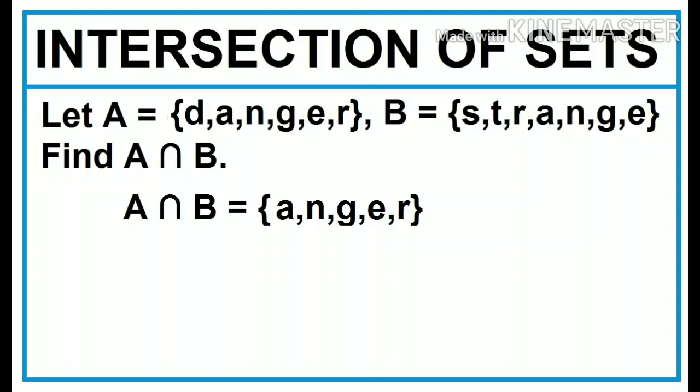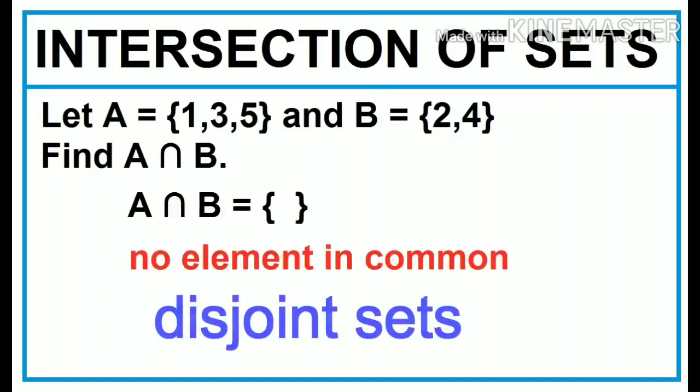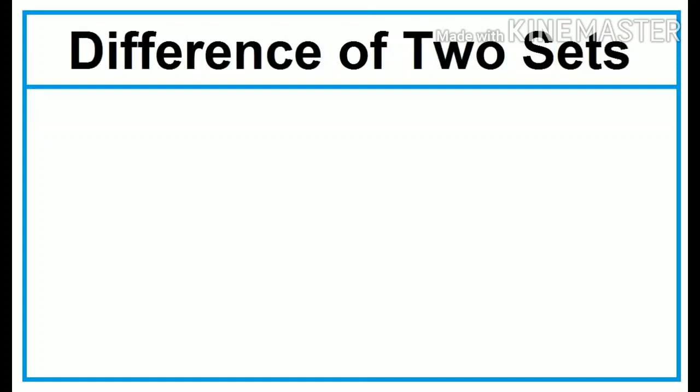Let's take one more example. A is equal to {1, 3, 5}. B is equal to {2, 4}. Then A intersection B. Here we don't have any common element between A and B. So the null set is A intersection B. These sets are called disjoint sets.